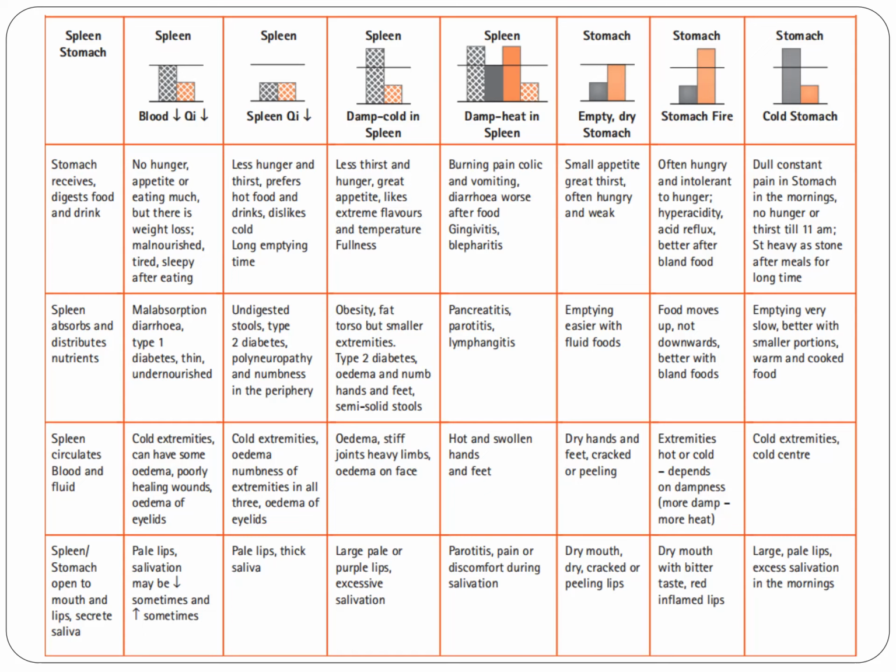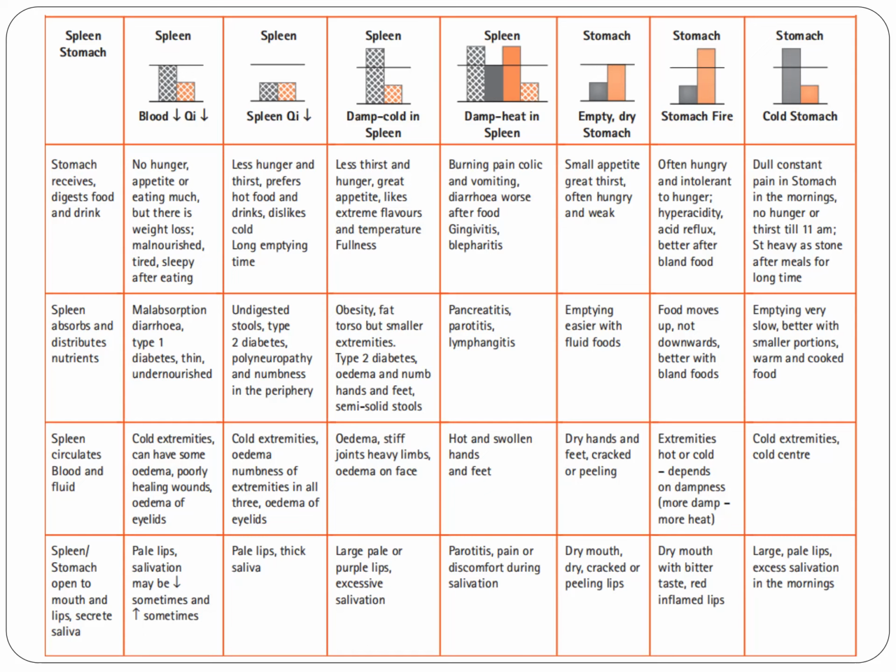Emptying very slow, better with smaller portions, warm and cooked food. That's cold stomach. So there is a preference for warm food and cooked food. Next, the spleen circulates blood and fluids.